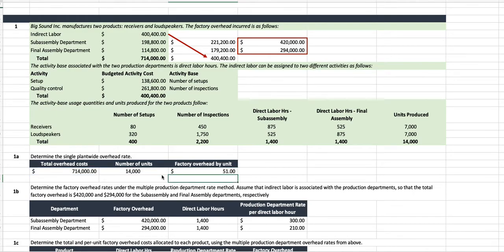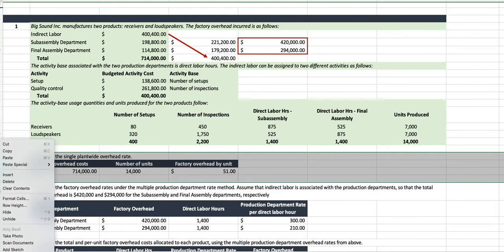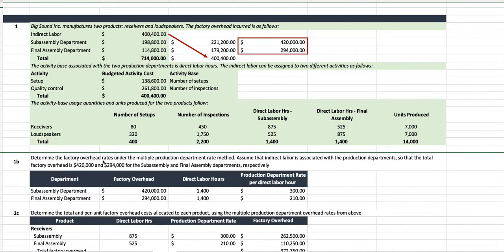Single plant-wide overhead rate. All right, so the problem set is rather long, so I'm going to start hiding some of this so that we can continue to see the information that was provided in the problem set. So now we are going to determine the factory overhead rates under the multiple production department rate method. With this one, we're going to assume that indirect labor is associated with the production departments so that the total factory overhead is 420 and 294 for the subassembly and final assembly departments.